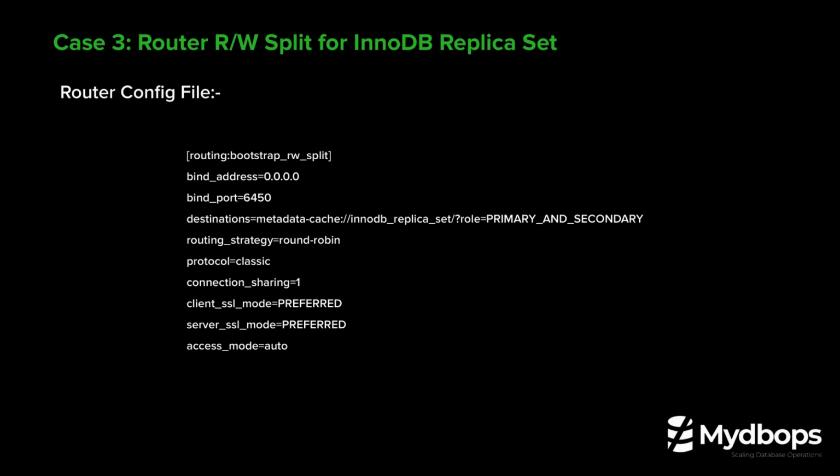Whenever a secondary node or any replica node goes down, it will automatically direct the connections to the master node. Using this, we can overcome case 1. In case 1, we saw the limitation that we cannot change the IPs and destinations on the fly. Here it can automatically take that information from the InnoDB replica set.